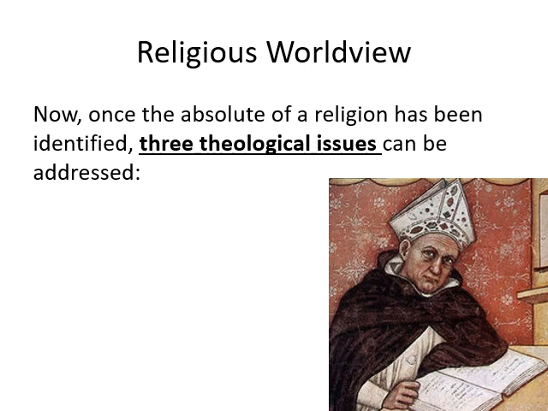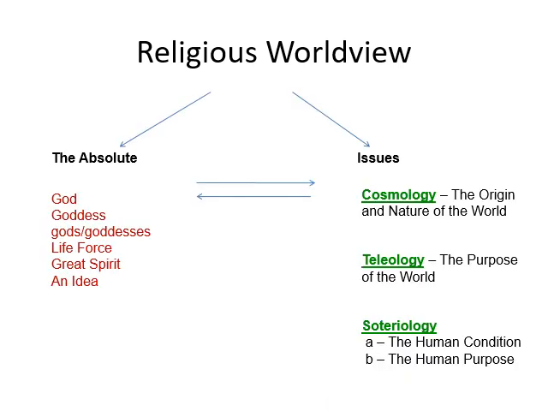Now, once the absolute of a religion has been identified, three theological issues can be addressed. Issues of cosmology, teleology, and soteriology. So these are fancy Greek terms that mean, for cosmology, the origin and nature of the world, teleology, the purpose of the world, and soteriology, which refers to the human condition and the human purpose. So the absolute of a religion is linked to addressing these issues or theological questions. So for example, let's say that we belong to a religion where we worship an all-powerful goddess. Well, chances are that goddess created the world for a reason, and created human beings for a reason. So again, ultimately, the absolute is going to be connected to addressing these theological issues.